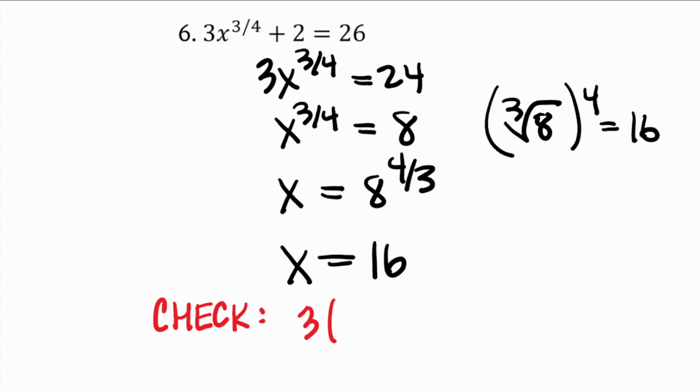Three times x to the 3/4. Well, 16 to the 3/4 is going to be 8. Plus 2 equals 26. I don't know why I thought that was not going to work out right. Okay, that does work. Okay, we have a solution.